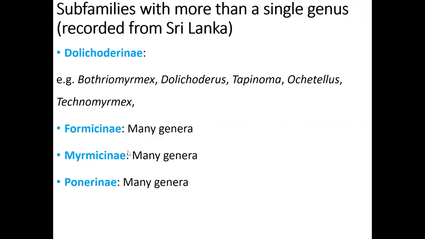Formicinae, there are many genera. Myrmicinae, many genera. Ponerinae, many genera. Among these subfamilies, Formicinae, Myrmicinae, and Ponerinae, you find the highest number of species in Myrmicinae, then Formicinae, and then Ponerinae.